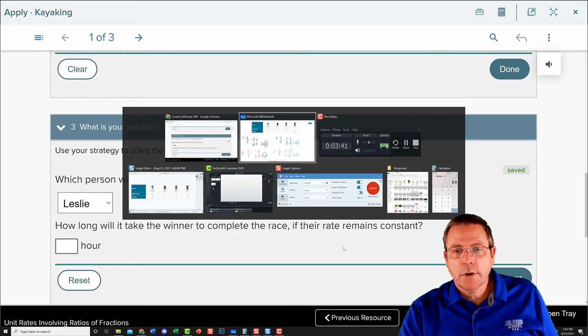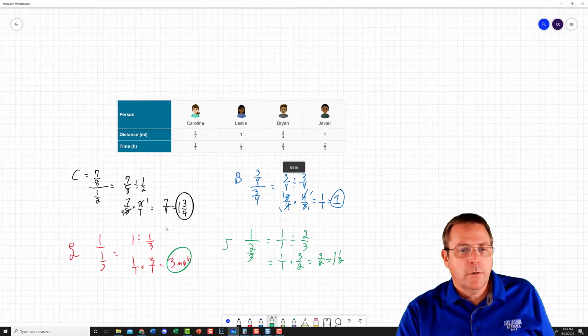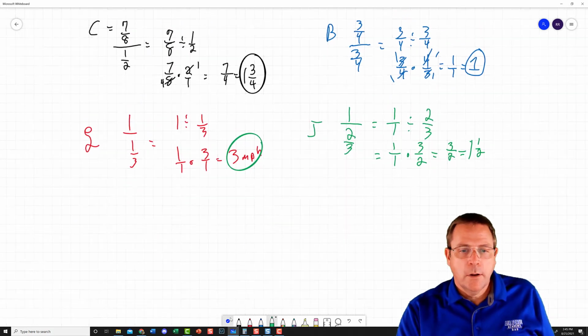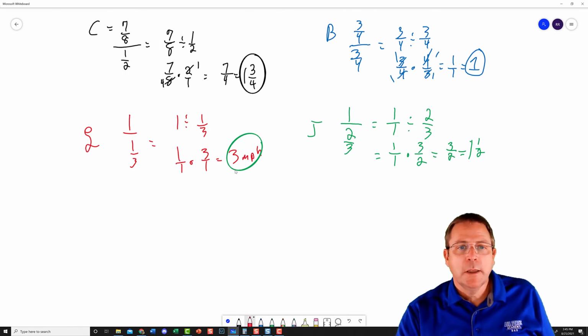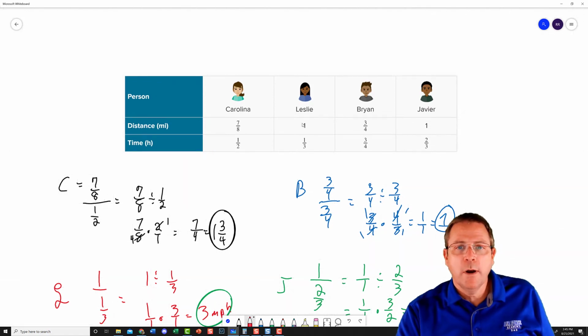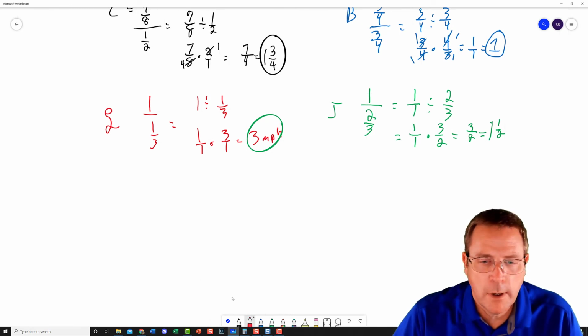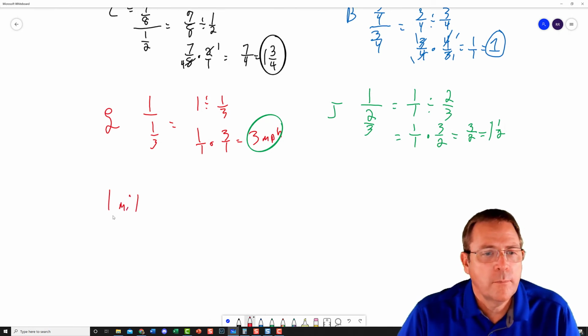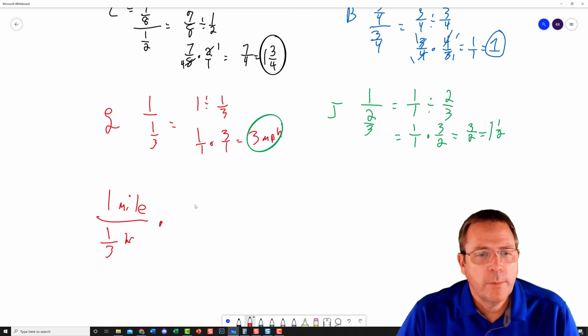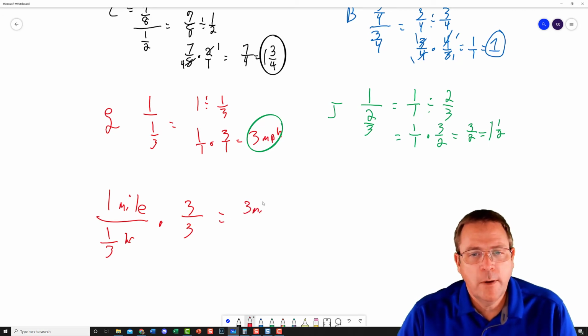And then, how long will it take her to do that distance in hours if it remains constant? Well, let's go back to Leslie again. Leslie is traveling at 3 miles per hour. If you look at it, she did 1 mile in 1/3 hour. So let's rewrite her as 1 mile in 1/3 hour. Multiply that by 3/3, and that's going to give me 3 miles, which is the goal. That's the reason I chose 3 here.